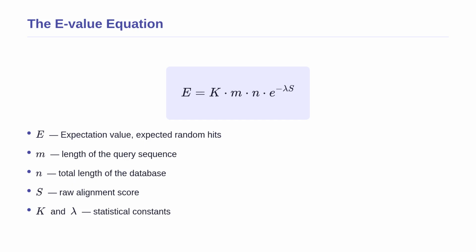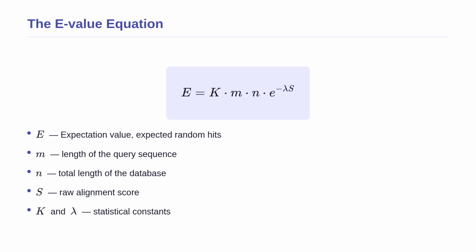This formula allows us to calculate the probability of a random match. The variable E represents the expectation value, which is the number of random hits we expect to see. The variable m represents the length of the query sequence you are researching, and n represents the total length of the database. S is the raw alignment score, measuring how well the two sequences match. K and lambda are statistical constants based on the scoring system.